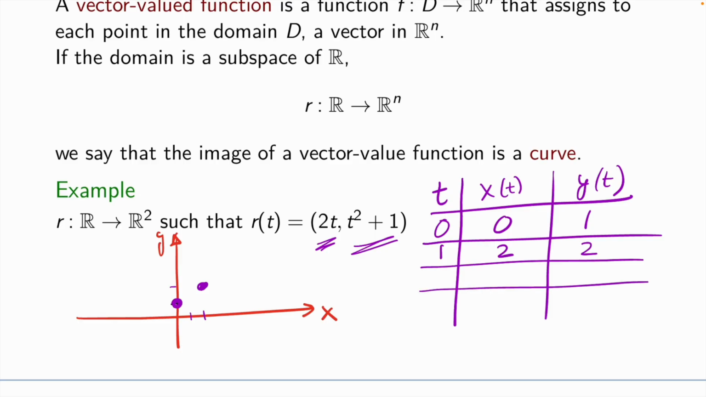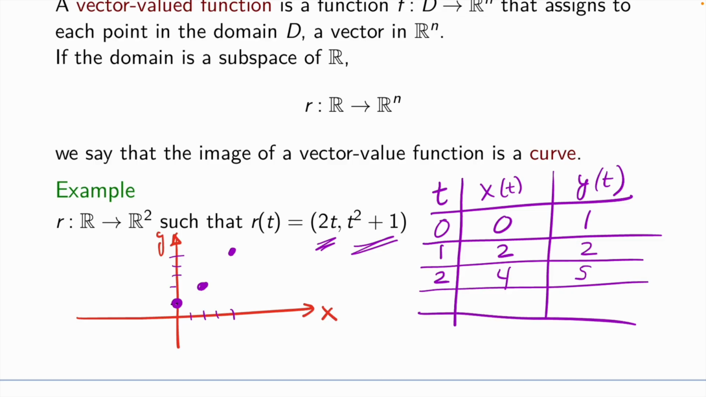And so we continue here assigning values. For instance, the value 2, we substitute in the first one: 2 times 2 is 4. We substitute in the second one: 2 squared is 4 plus 1 is 5. So 4, 5 will be our next value. So here we're going to have 4, 5. This is going to be the next point of our curve.